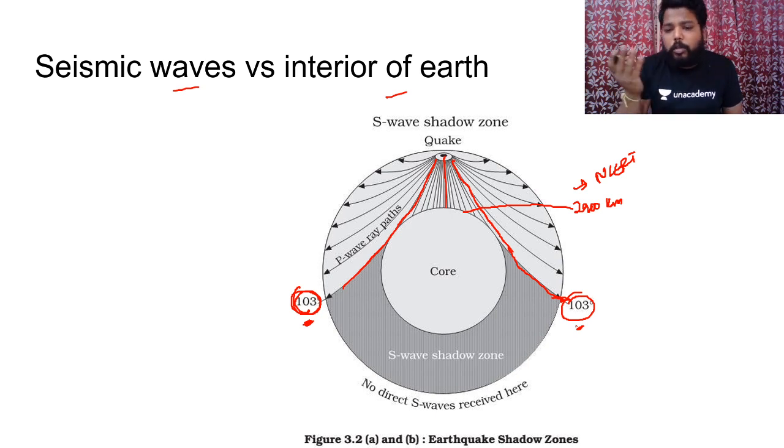But beyond 2900 kilometers, if S waves are not passing, it gives the resemblance that we have not experienced solid over there. Rather, at the outer portion of this core area, we experienced liquid.